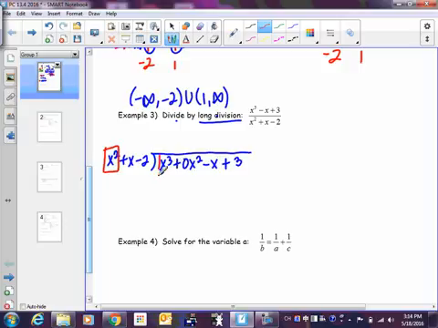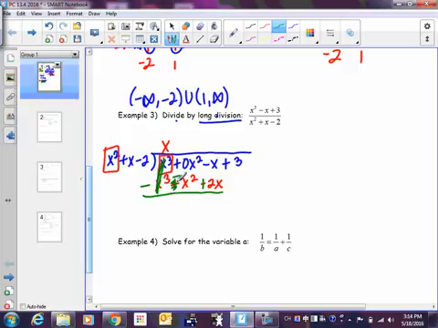So here we go. X squared goes into x cubed. How many times? 1 is kind of the first way to answer this, but remember, something times x squared is x cubed. X. So then we multiply. X cubed plus x squared minus 2x. And then we subtract. Yeah, I just flipped all the signs. We subtract, so all the signs change.